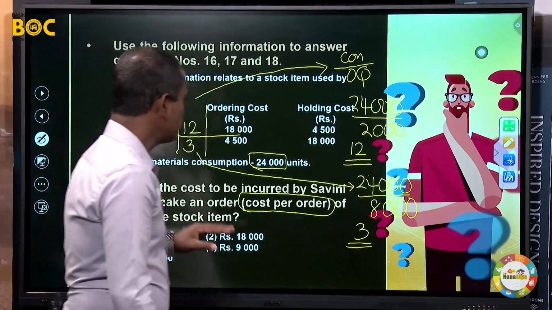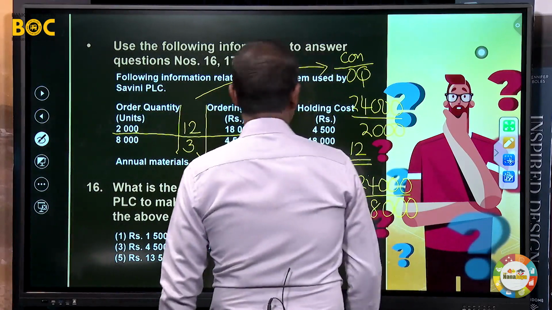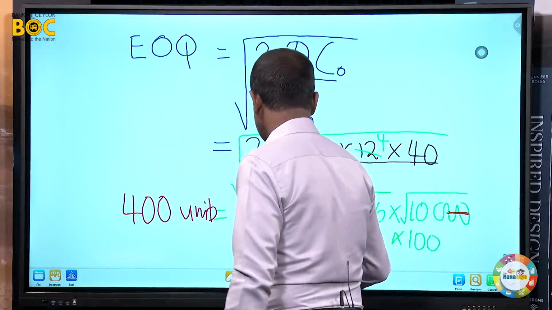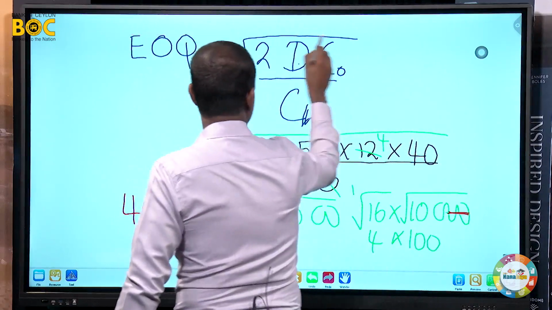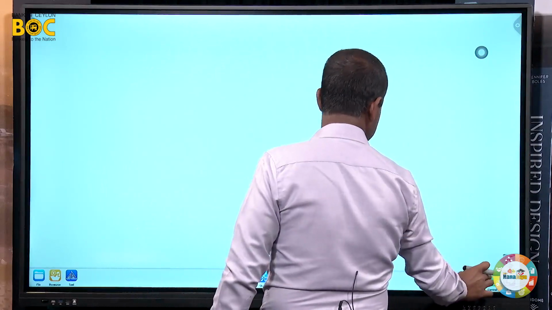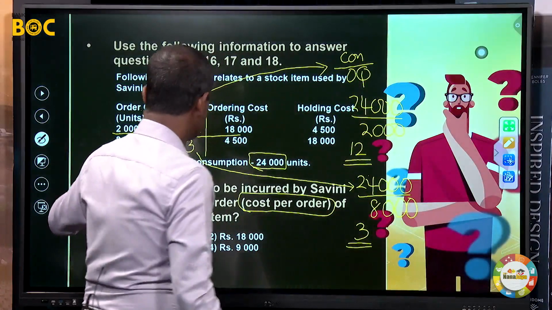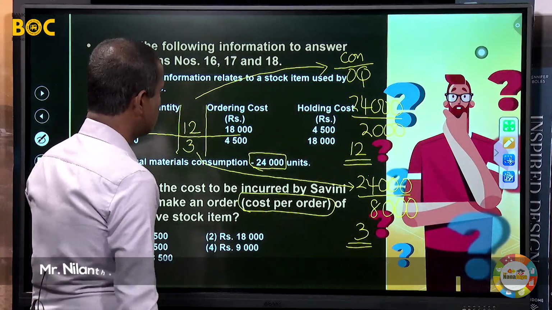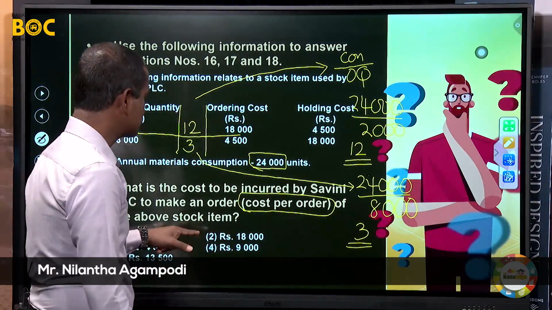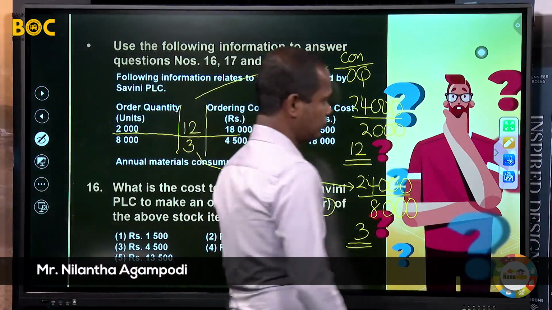Now the first situation, if you order 2,000, you have to make 12 orders to satisfy your annual demand. If you order in the second situation 8,000, you have to make 3 orders. The question requirement is cost per order.